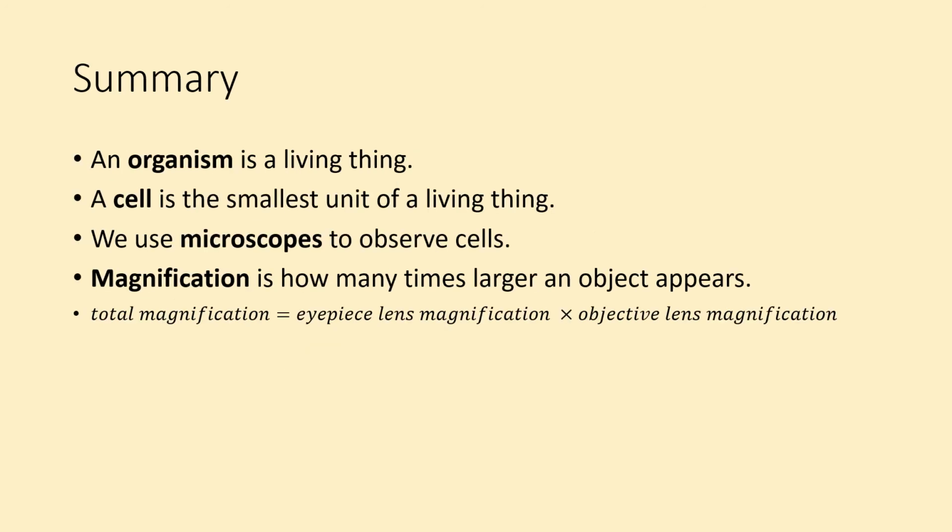Here's your summary. An organism is a living thing. A cell is the smallest unit of a living thing. We use microscopes to observe cells. Magnification is how many times larger an object appears, and the equation for working it out is total magnification equals the eyepiece lens magnification times by the objective lens magnification.